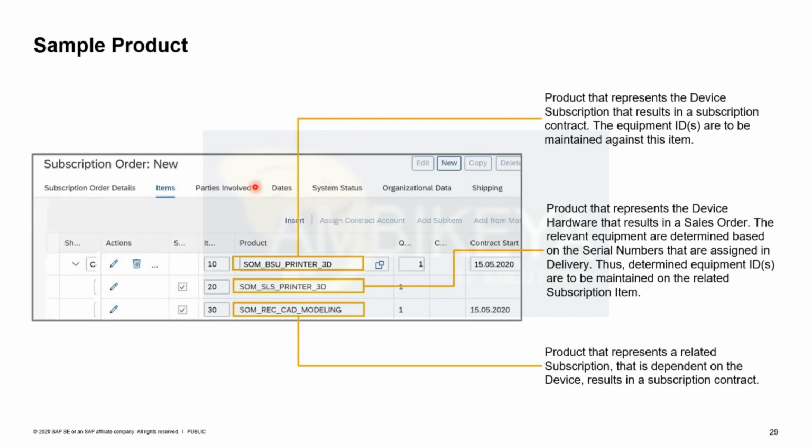So here is a sample product where we have a subscription product which comes with two parts, like a sales part. So the device as such will be sold as part of this bundle. And how a usage is recorded for this.